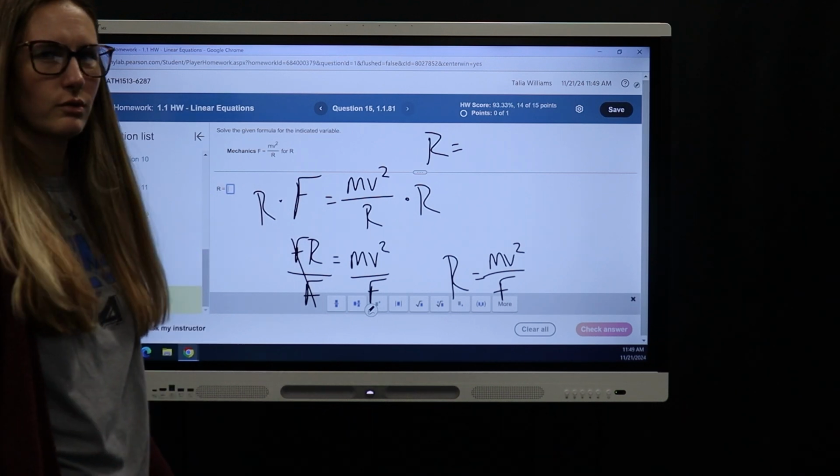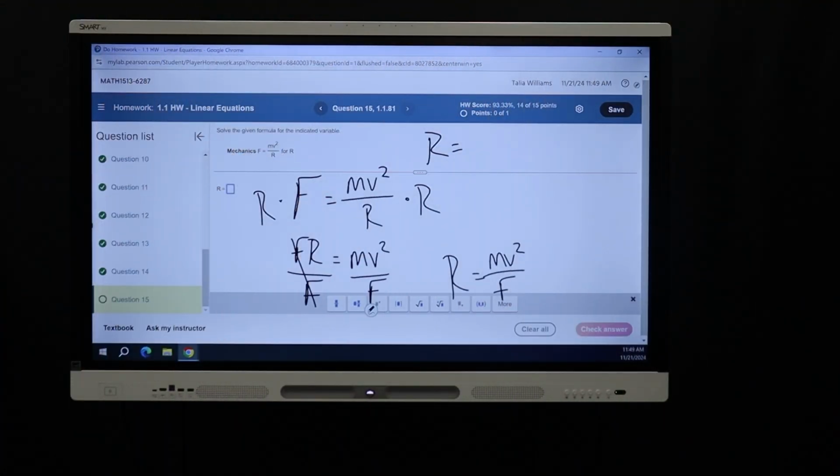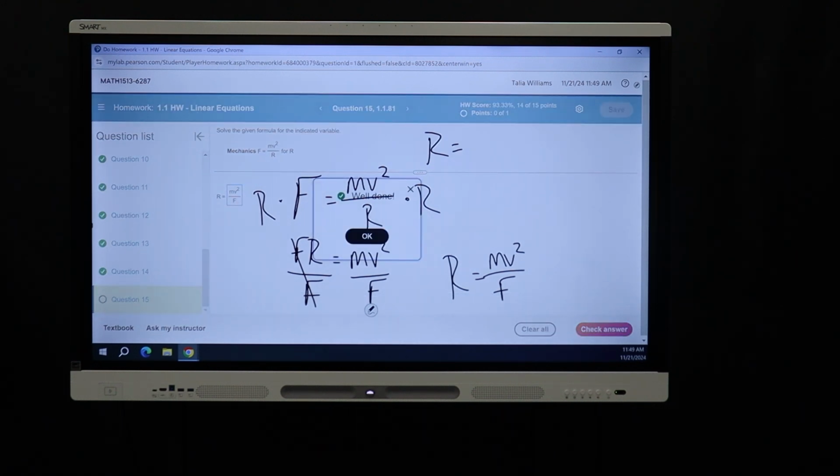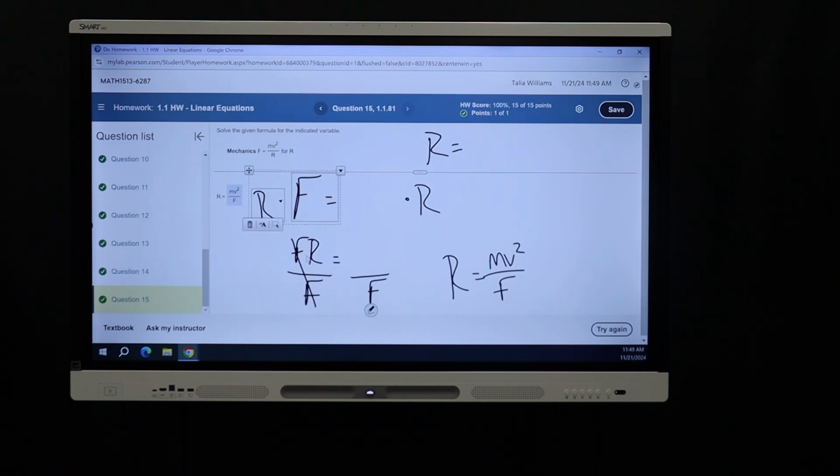What does r stand for? Resistance. Since it says mechanics, this is a real equation that's used. One thing on these problems is that you need to watch your cases, so since the m and the v were lowercase, it needs to stay lowercase.